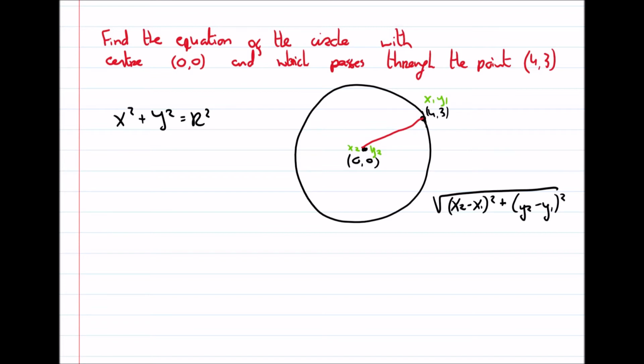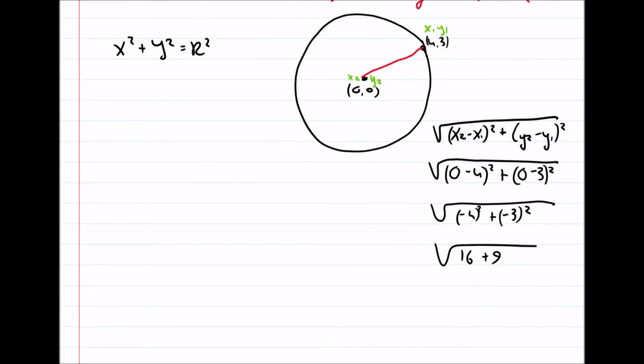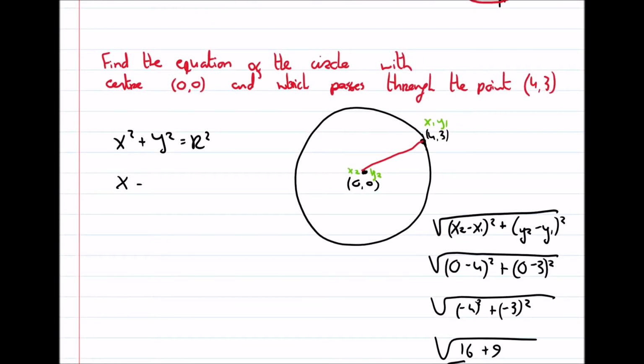So we have the square root of 0 minus 4 in brackets squared plus 0 minus 3 in brackets squared. That will give me minus 4 squared plus minus 3 squared, which gives me the square root of 16 plus 9, which is the square root of 25, which is 5. So the equation of this circle is x squared plus y squared equals 5 squared, which is x squared plus y squared equals 25. So that is the equation.